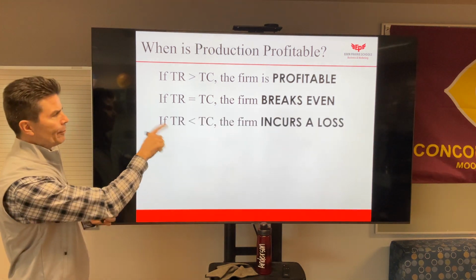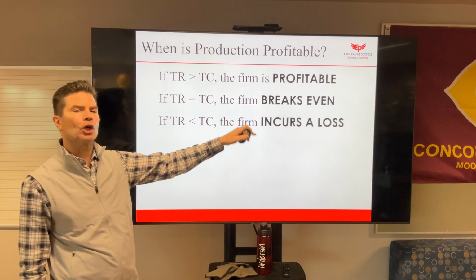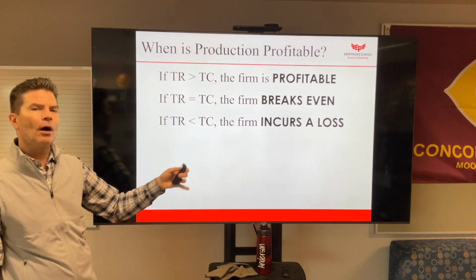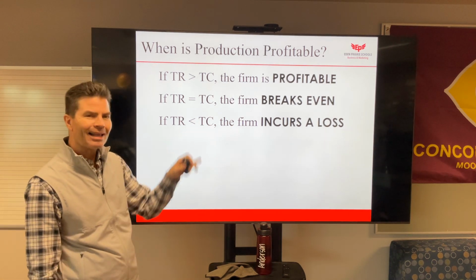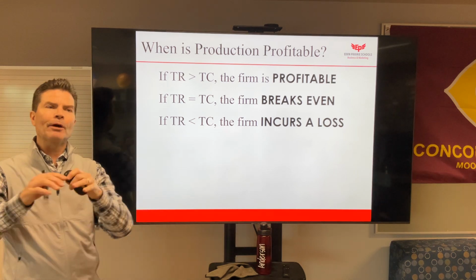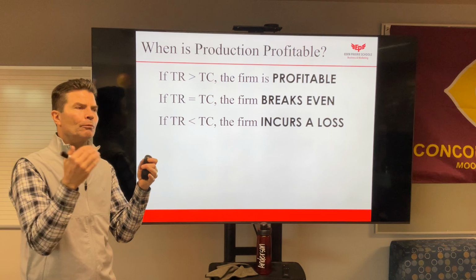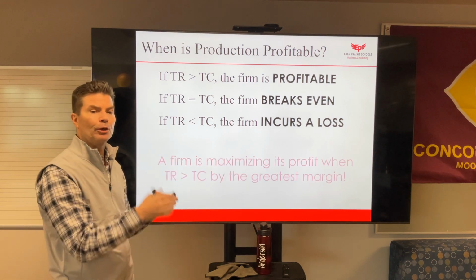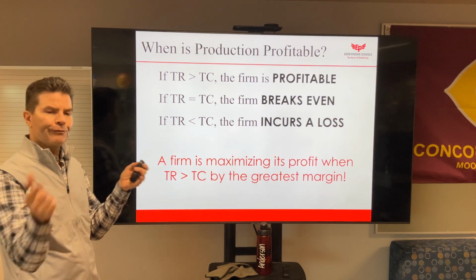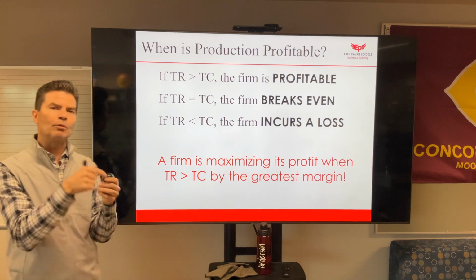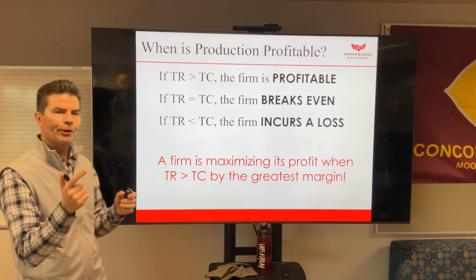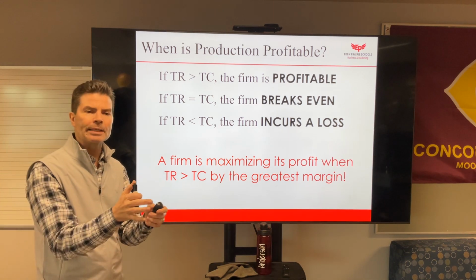And if you look at this point right here, where are we incurring a loss? We have a loss when your total revenue is less than total cost. So very simply, this is the simplest way to find profit, but the challenge is you will typically not be given these total numbers. A firm maximizes profit when total revenue is more than total cost by the greatest margin. So that's one example.